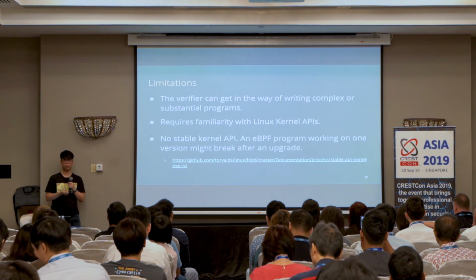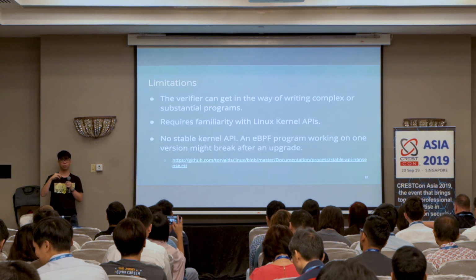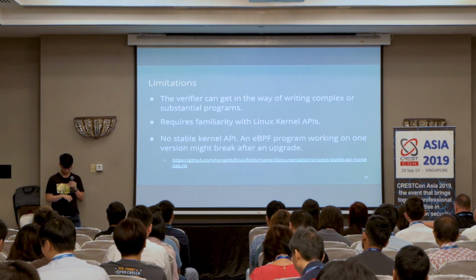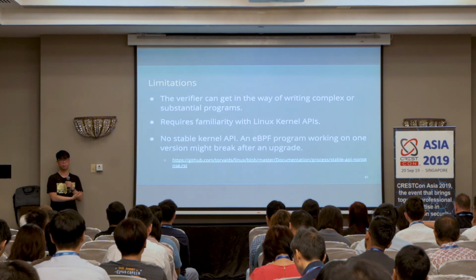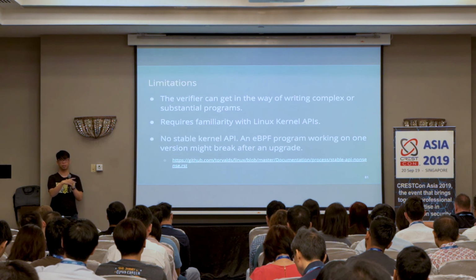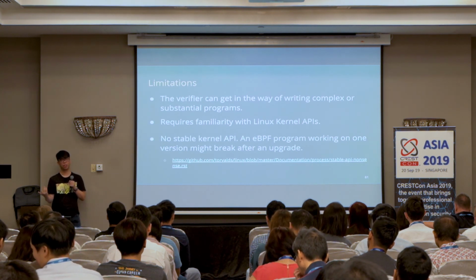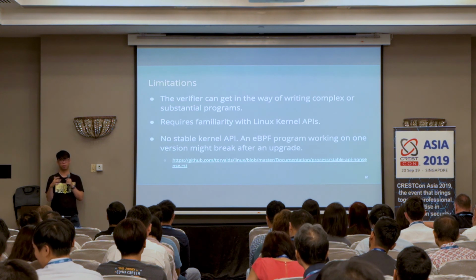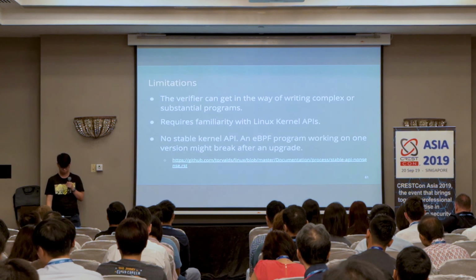And the second problem is that it requires familiarity with the Linux kernel APIs, because you are doing tracing at the kernel level. And the problem with writing kernel code is that there is no stable kernel API. So you might find that a BPF program working on one version might not work when you upgrade your kernel. So the recommendation I have is probably to stick to a stable kernel version when you're doing tracing, unless you really need a feature from a newer kernel.